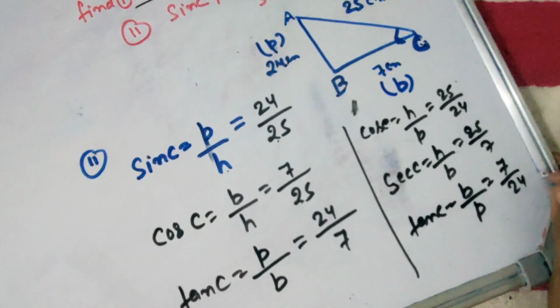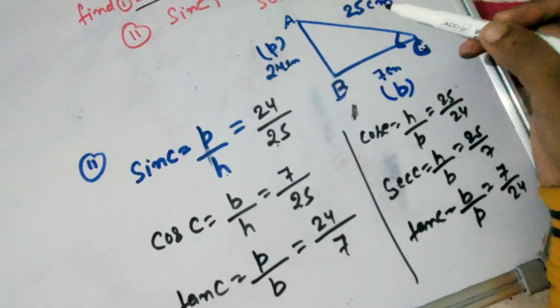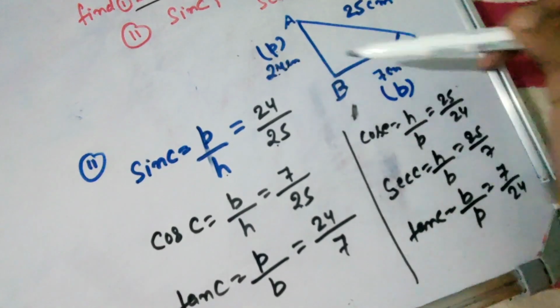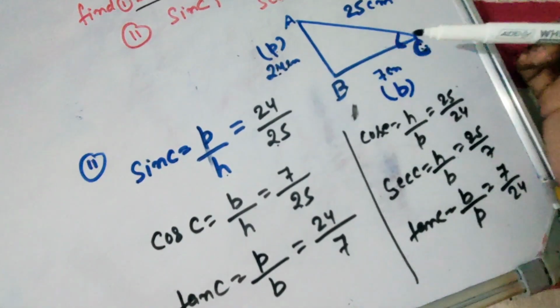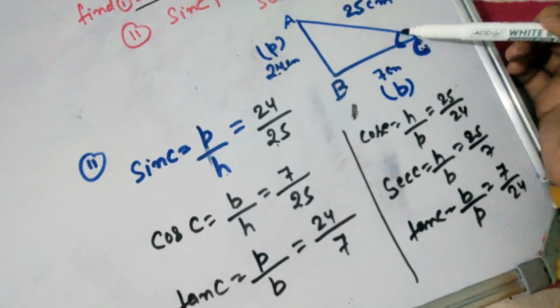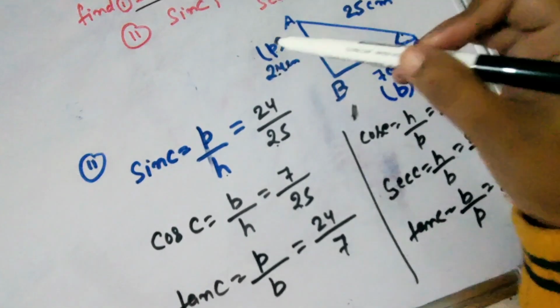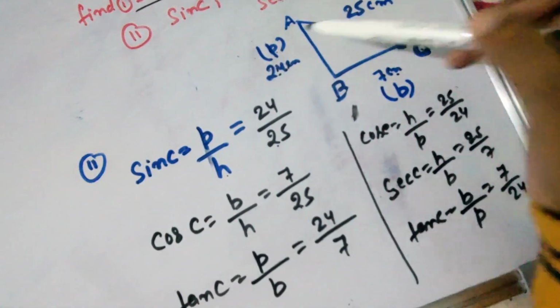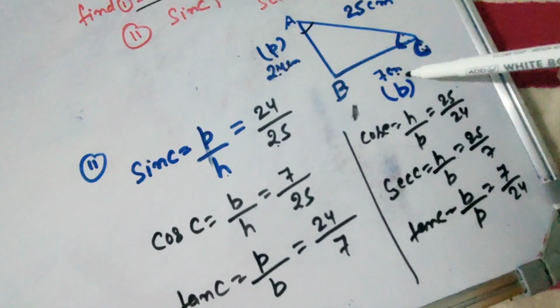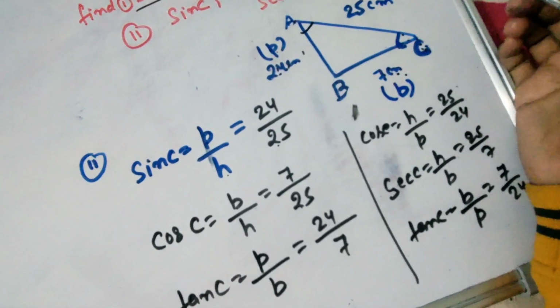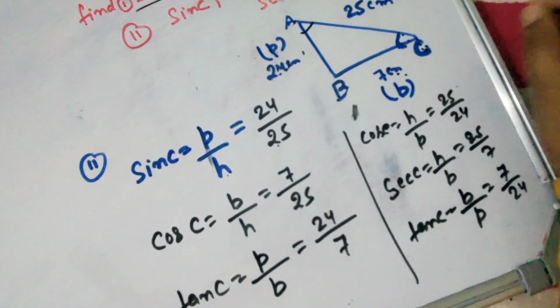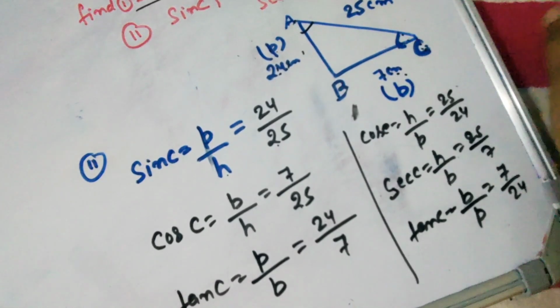The only difference is that the hypotenuse is fixed. Only the perpendicular and base change according to your angle. If you find angle C, then this is the perpendicular and this is the base. If you find angle A, then this is the perpendicular and this is the base. First remember: the side opposite to the angle is the perpendicular, and the side adjacent to the angle is called the base.